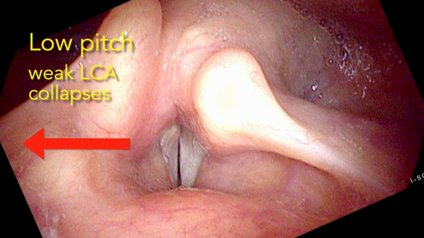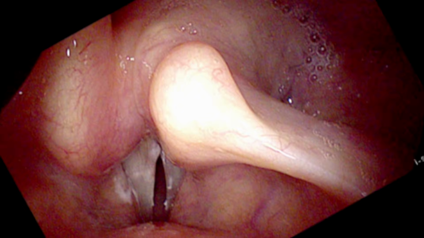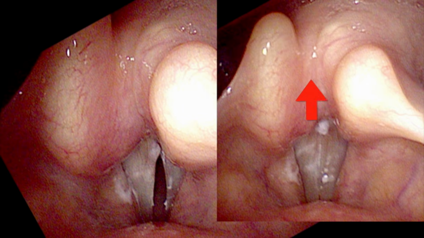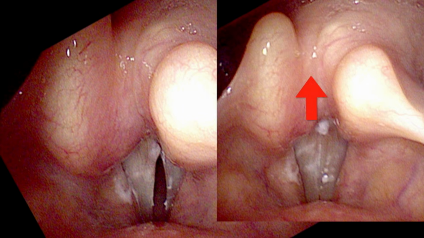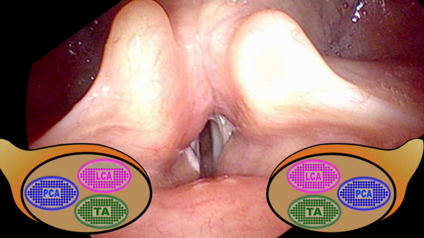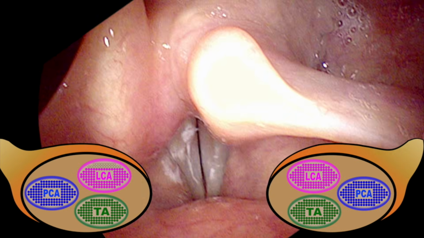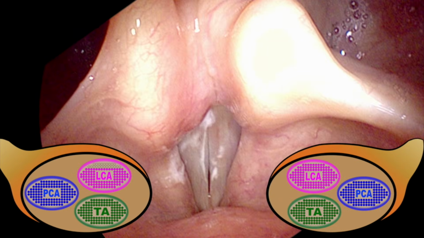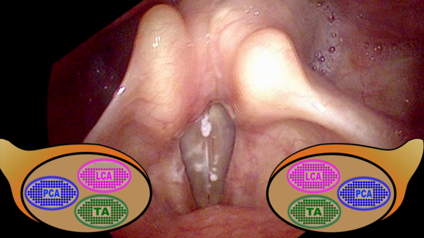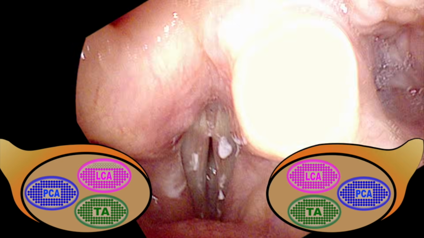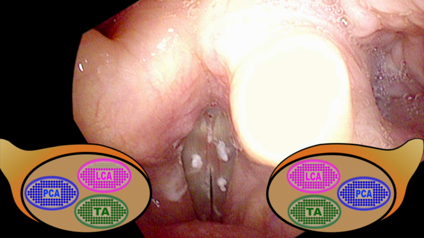And as we go up in pitch, we'll see the cricothyroid muscle compensate and bring them back into alignment. So closure, going up in pitch, cricothyroid muscle gradually pulls them back into alignment. Perfectly aligned at high pitch.